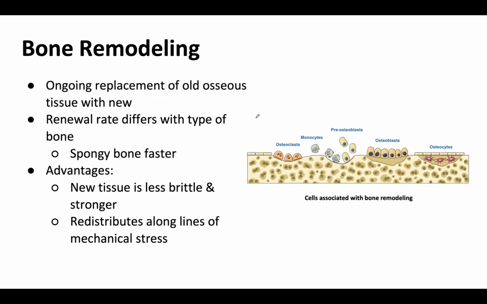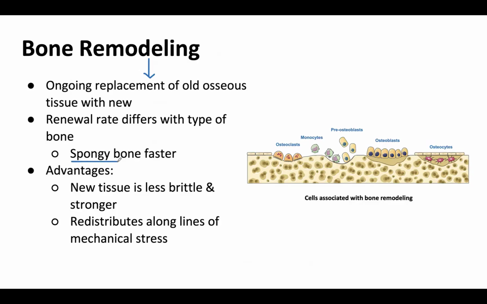Even after bones have reached their adult sizes and shapes, they will continue to change and remodel throughout life. They are dynamic, not static. Bone remodeling is the ongoing replacement of old osseous tissue, or bony tissue, with new. This is a natural process, not necessarily pathological. At any given time, about 5% of your total bone mass is being remodeled, give or take. But those renewal rates will differ with the type of bone.